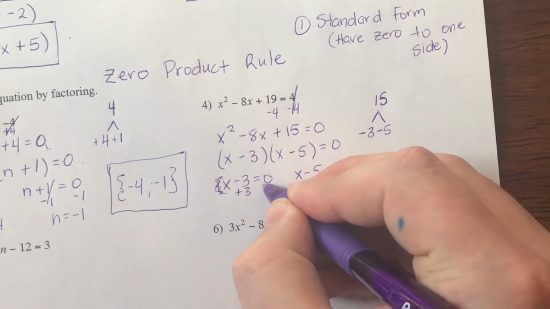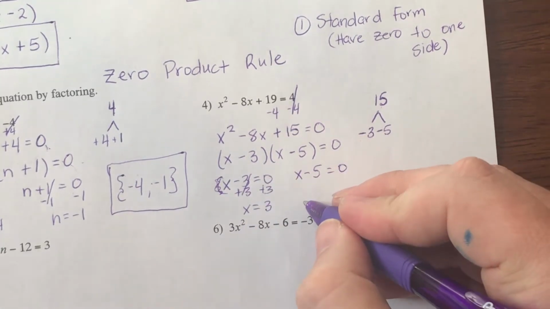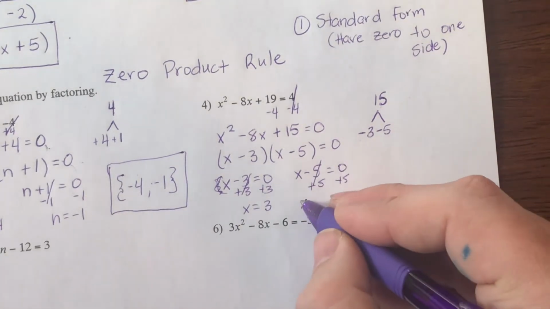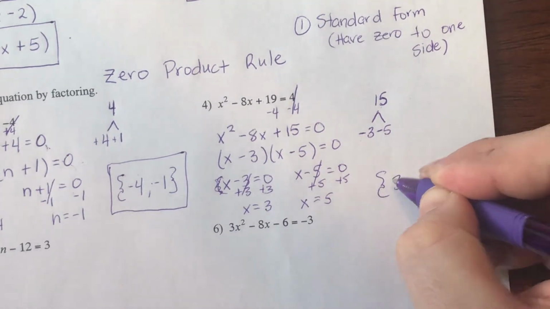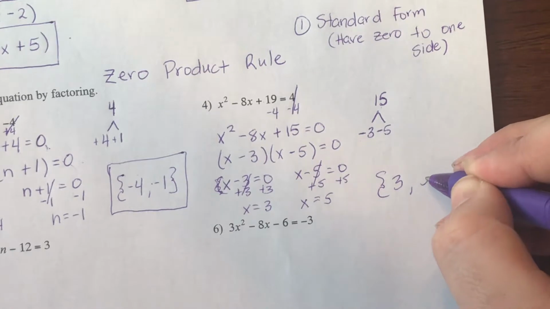So add 3 and add 3. x equals 3. And add 5 there. That cancels. x equals 5. So our solutions to this quadratic equation are x equals 3 and x equals 5.